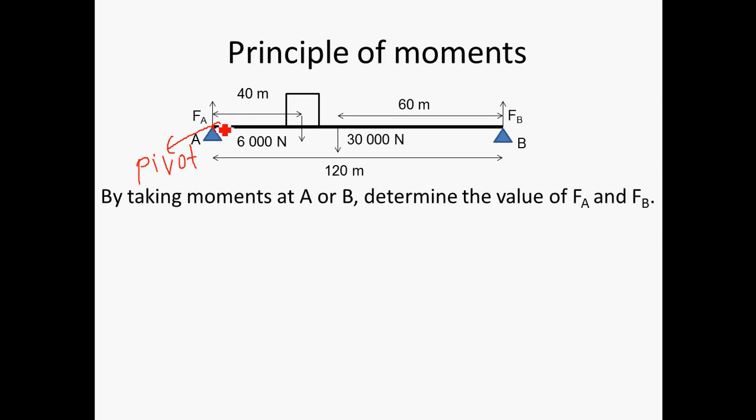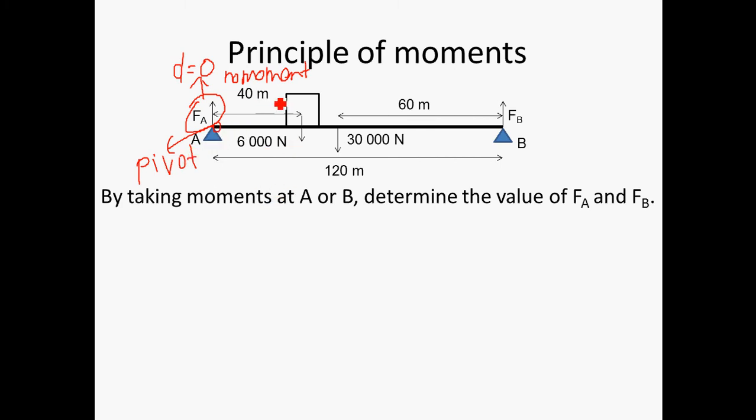Alright, what happens is that FA, the force which is supporting the beam at A, will have a perpendicular distance of 0. When it has a perpendicular distance of 0, it has no moment. So when it has no moment, it does not participate in the calculation at all. So you can ignore the effect of FA if you are taking the pivot at A.